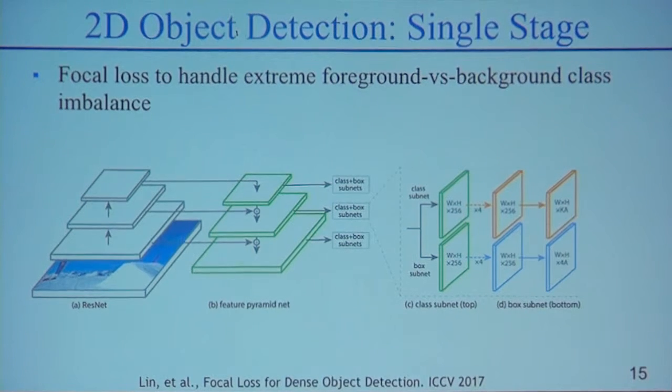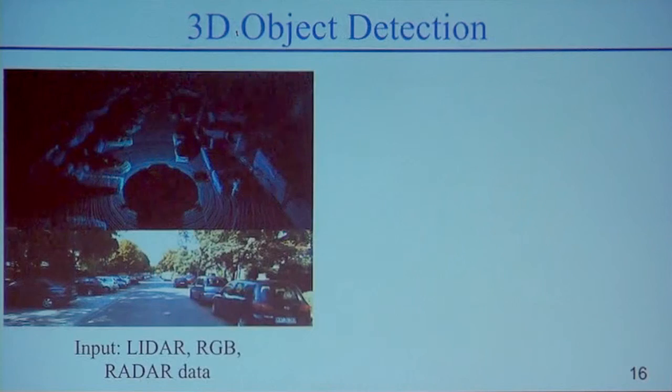So then the gradients can focus on the rare classes. And it's a pretty simple architecture. I guess you're all familiar with this sort of feature pyramid network. So you get a feature pyramid network, and for each of the levels, you can do classification and bounding box regression. So the key is the loss function that allows you to do this in a single stage.